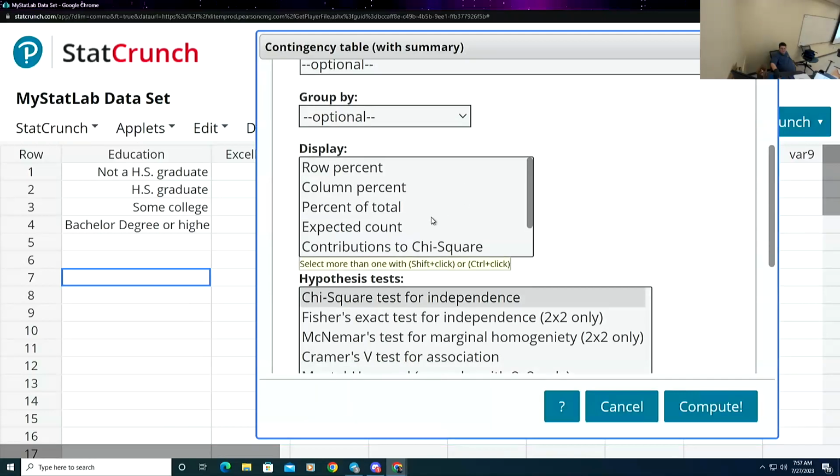There are some options, and we're going to leave the hypothesis test alone. Look at all these different names. There are some options here that are pretty nice to look at. I'm going to show you a couple of them. Expected count is a good one to see first.